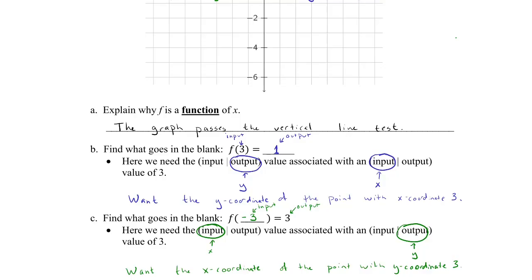Again, when we're given the input and trying to find the output, that means we're given the x-coordinate and trying to find the y-coordinate. When we're given the output and trying to find the input, that means we're given the y-coordinate and trying to find the x-coordinate.